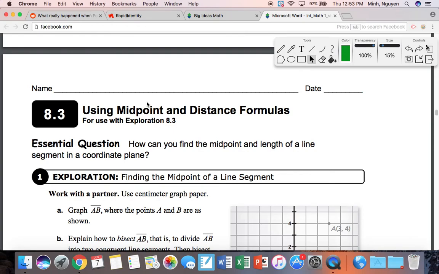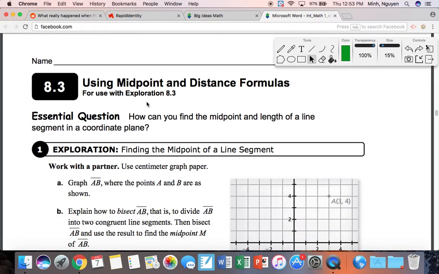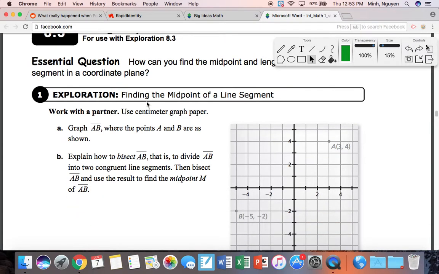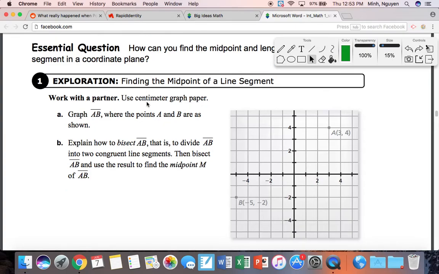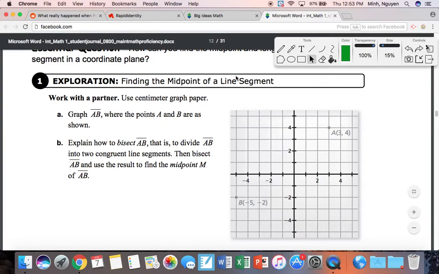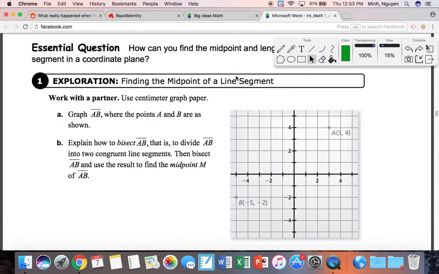Alright guys, we're on section 8.3, page 226 of your student journal, using midpoint and distance formulas. How can you find the midpoint and length of a line segment in a coordinate plane? Eventually we will get to a formula for this, and if you're good at substitution, it will be super simple, but if not, or even before that, I should show you the conceptual way of finding it.